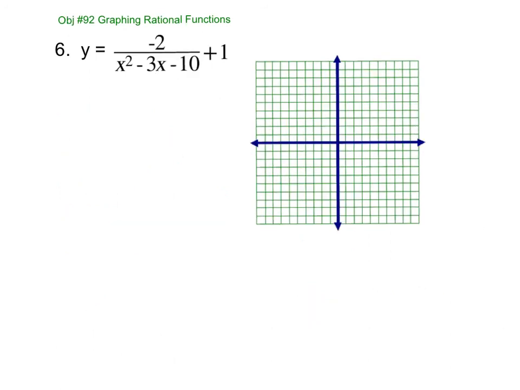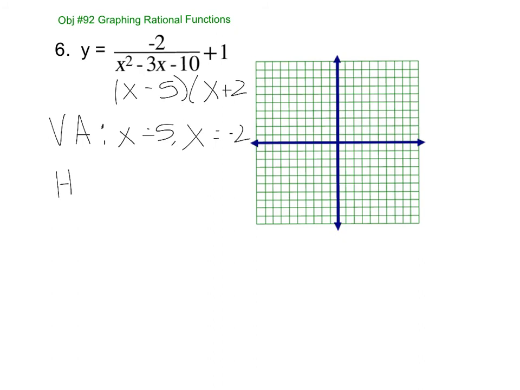All right, last one. Pause the video, try it on your own. So we're going to start by factoring. X minus 5, x plus 2. So my vertical asymptote is at 5 and -2. And my horizontal asymptote is at y = 1. All right, so I'm going to use the highlighter for this one.